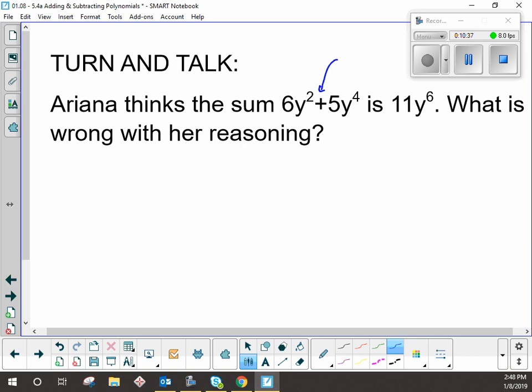So what actually is the answer to 6y squared plus 5y to the 4th? That is it. That is it, right? You can't change it at all. So that would be the answer right there. You can't combine them because they're not like terms, right? They have the same variable, but not the same exponents. Okay, sorry, Ariana.